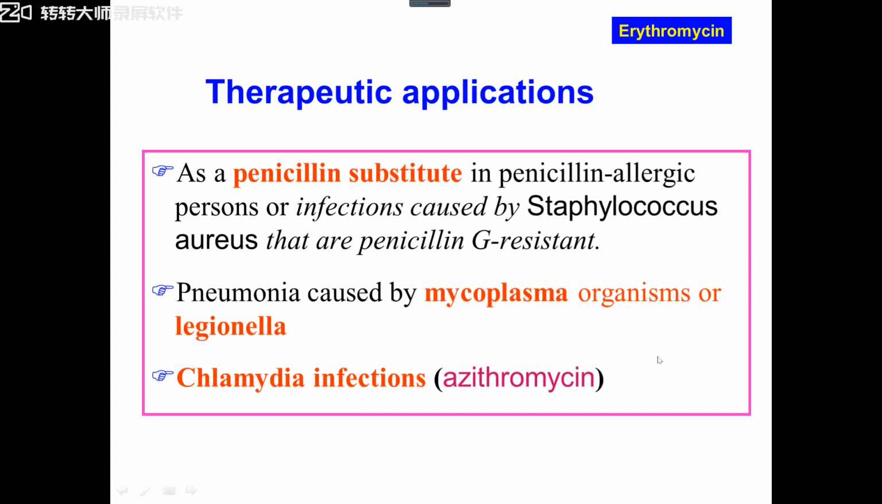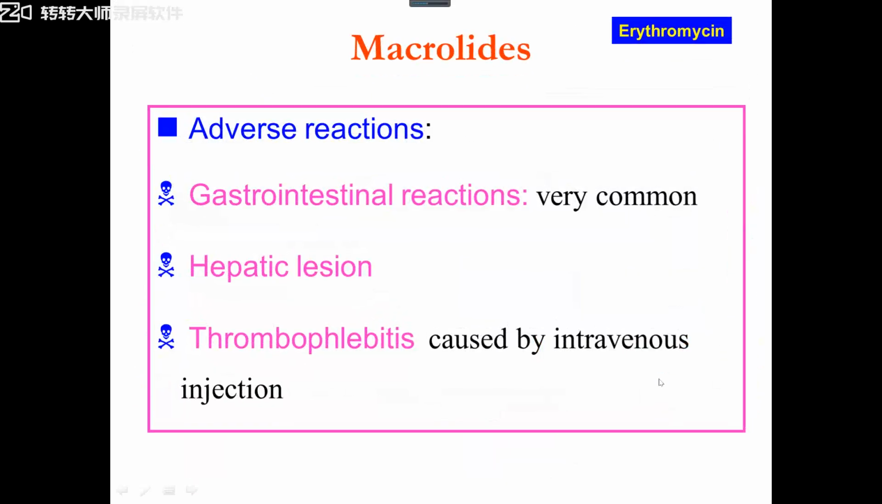And then the other section of erythromycins. The first adverse reaction is the gastrointestinal reactions.